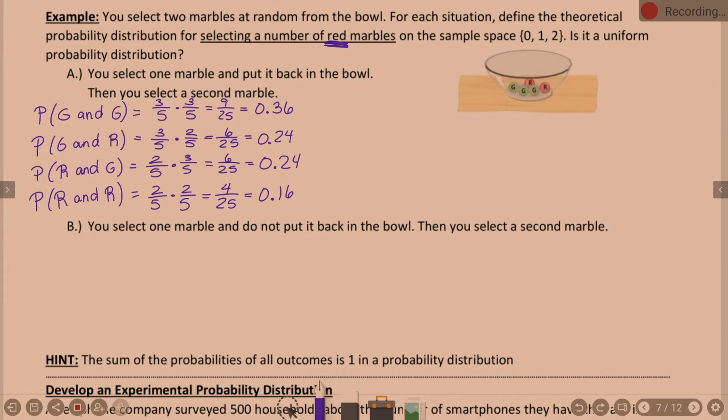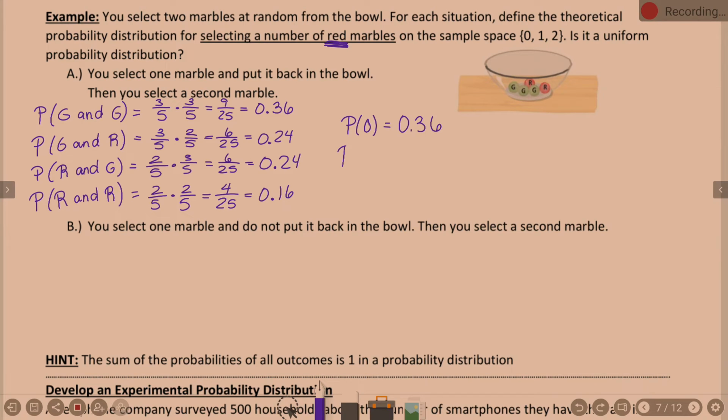Okay. Now, yes, you can streamline that on your own if you want. But here's the deal. There's a reason I had us write these out. Using the information we just found, the probability of 0 red. What's our probability of 0 red? That is 0.36, because 0 red would be 2 green.